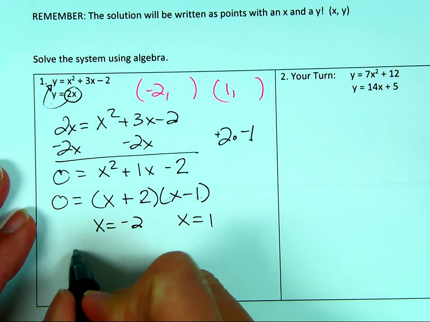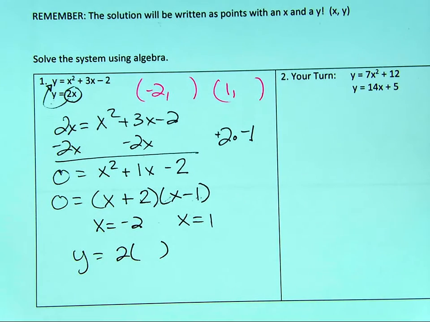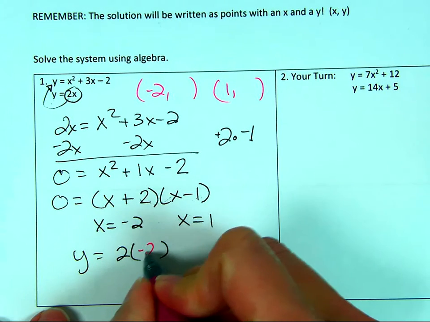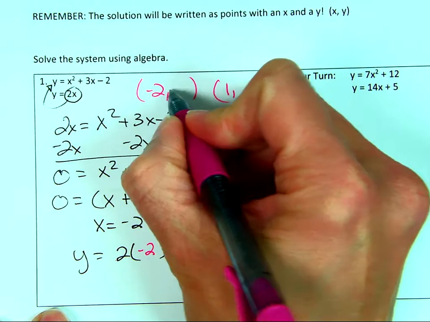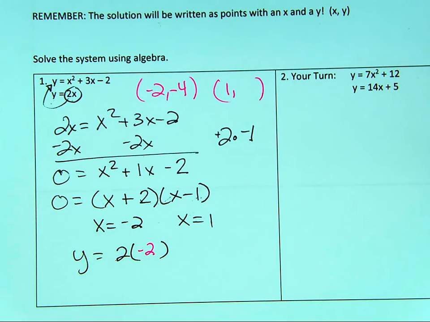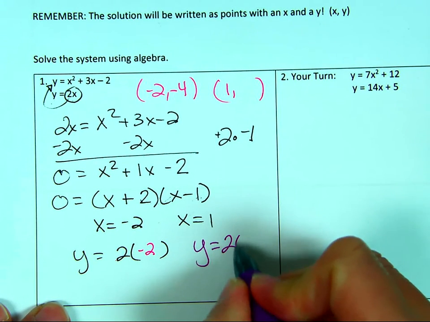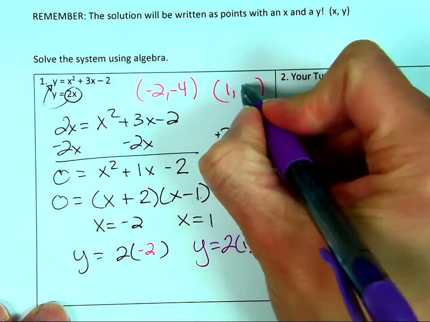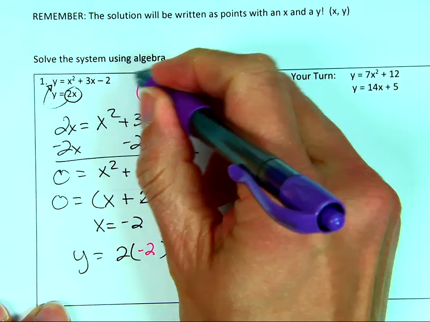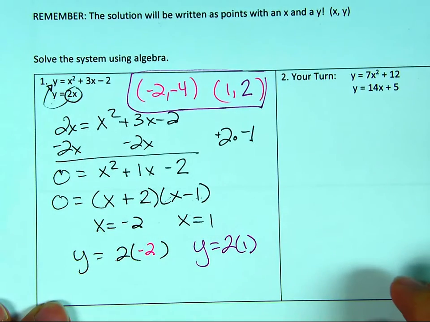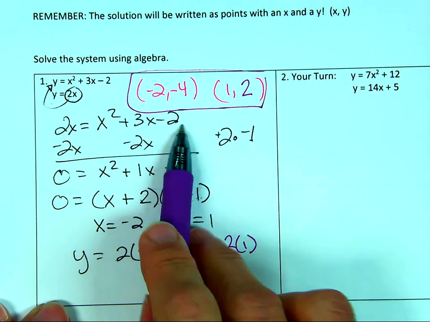So I take this equation, y equals 2 times x from up here, and the first time I'm going to plug in my negative 2 to find the y for this point. So that's going to be negative 4, so I know that this is negative 4. And then for this one, I'm going to plug in 2 times 1, which is 2, and so I know that that's the answer for this one. So these are my 2 solutions, or the 2 places where this line and this parabola intersect.